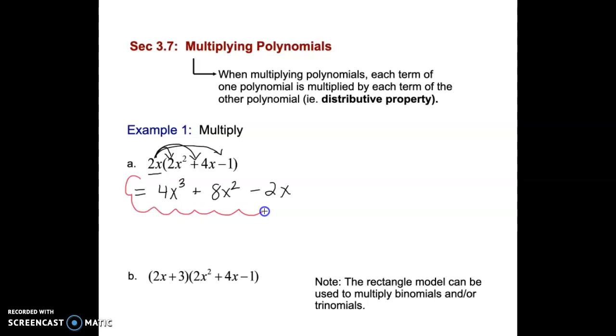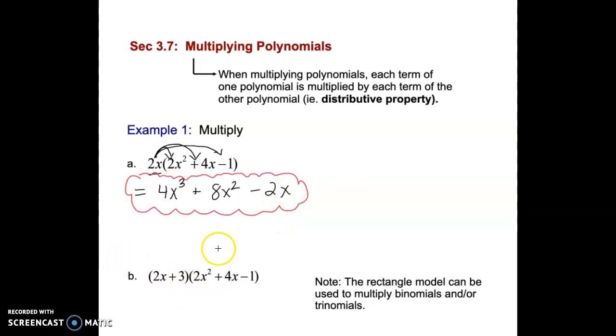And then that's your answer. It's just as quick as that. We multiply the 2x by the 2x squared plus 4x minus 1, and it leaves us with 4x cubed plus 8x squared minus 2x. Let's try another one.